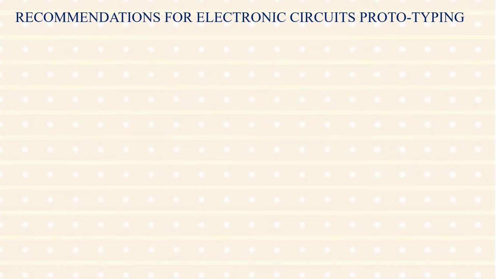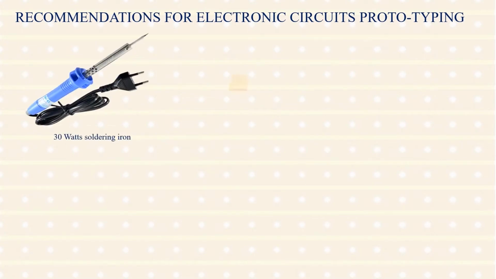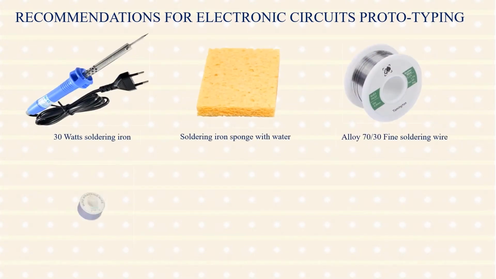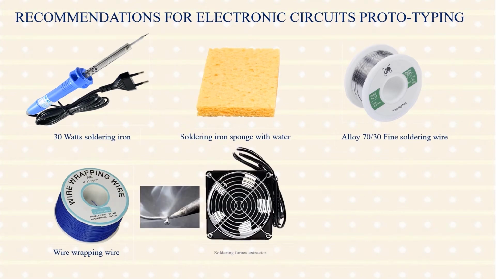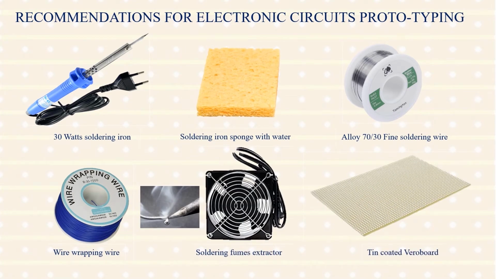Recommendations for electronic circuits prototyping. Use a 30-watt soldering iron to solder a component in Vero board. Use a soldering iron sponge with water to clean the tip of the soldering iron. Use a good quality soldering wire to wire up your prototypes.